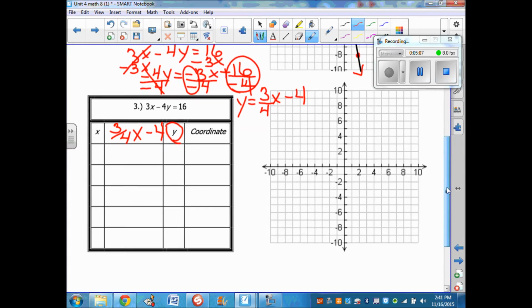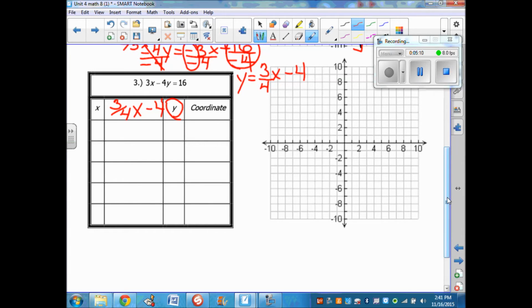Now I've got to pick some points because I didn't pick any points. I didn't give those to you. So always pick 0. Okay, 0 is going to be super easy. And now, because we have this fraction here, this 3/4, as that number that we're going to multiply by x, you want to pick multiples of the denominator to make your life a little easier, so we'll end up with some nice numbers in the end, not any fractions.